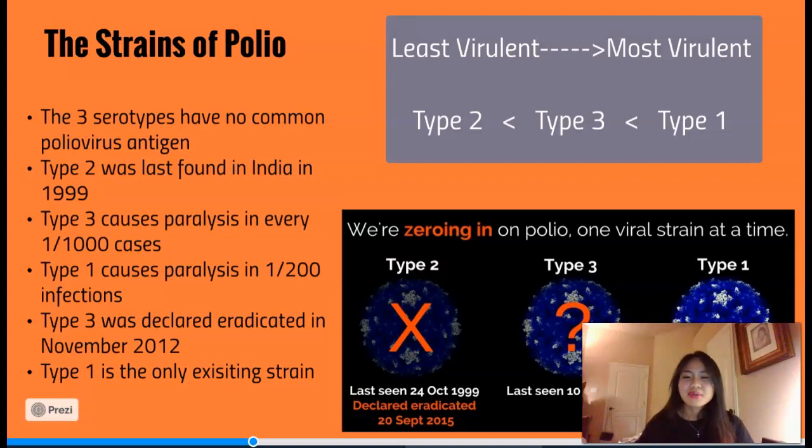Actually, the type 2 strain of the virus was last seen in 1999 in India. Type 3 was declared eradicated in 2012, actually. And then type 1 is the only one that's still existing today. It's in more of our less developed countries such as Afghanistan and Pakistan, but I'll get into that later in the presentation.